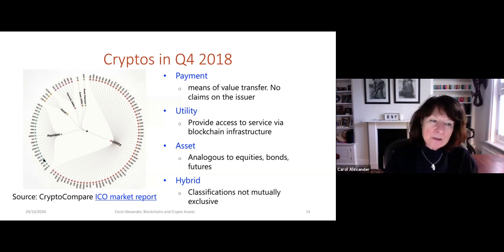There were a few payment tokens, Zcash, things like that, Dash, Doge. That's just a value transfer, no claims on the issuer. Some asset tokens. These are analogous to equities, bonds, futures, securities really. And that's where the SEC came in and made sure that these are properly regulated. And there are hybrid ones that are like payment and utility, or asset and payment, and so forth. So security is like an asset token.